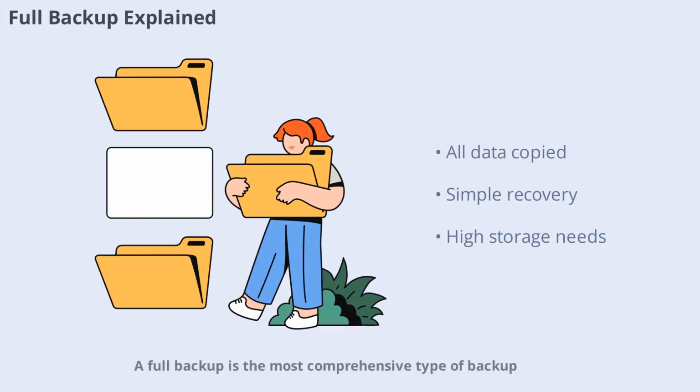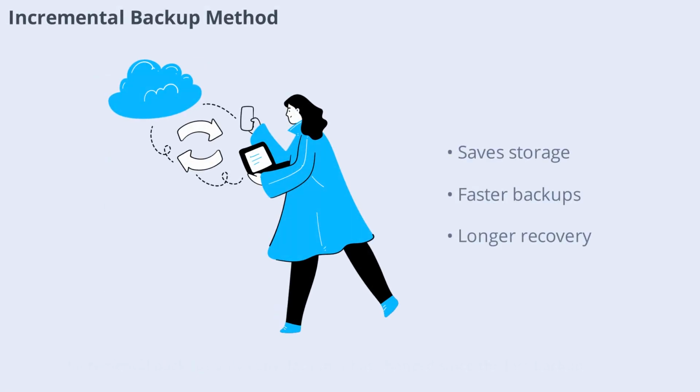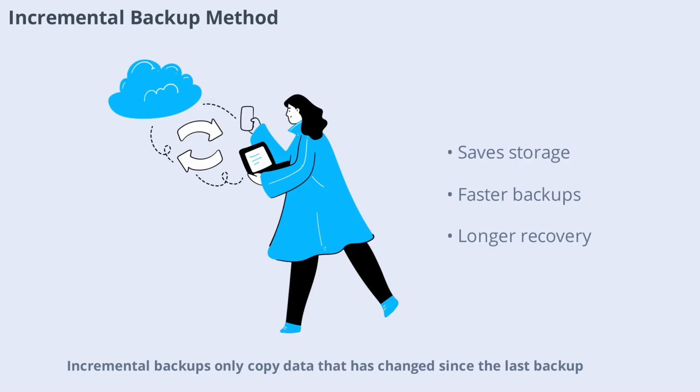Full backup is the most comprehensive type of backup. It involves copying all data from a system or database to a separate storage location. This method ensures that every file is protected, making recovery straightforward. However, full backups can be time-consuming and require significant storage space. They are typically performed at regular intervals, such as weekly, with other backup types used in between to save time and resources.